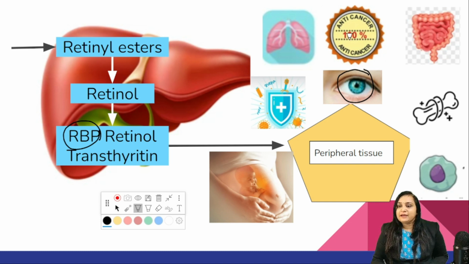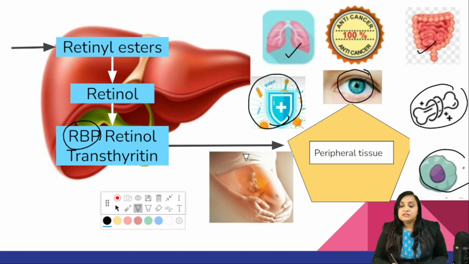Retinol is for retina. It has an anti-cancer property. It is very important for the healthy epithelium of the respiratory system as well as the gastrointestinal system. It is important for the maintenance of immunity. It helps in bone growth as well as cell growth. Last but not least, it is important for reproduction as well as the healthy growth of the embryo.